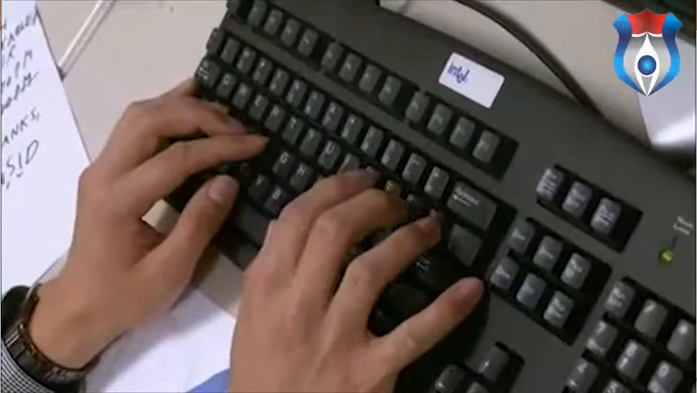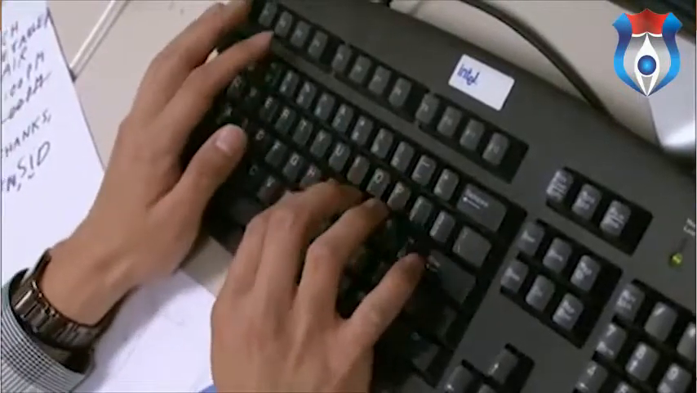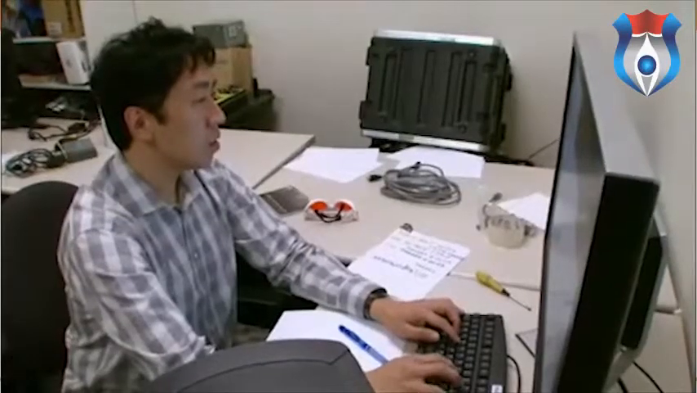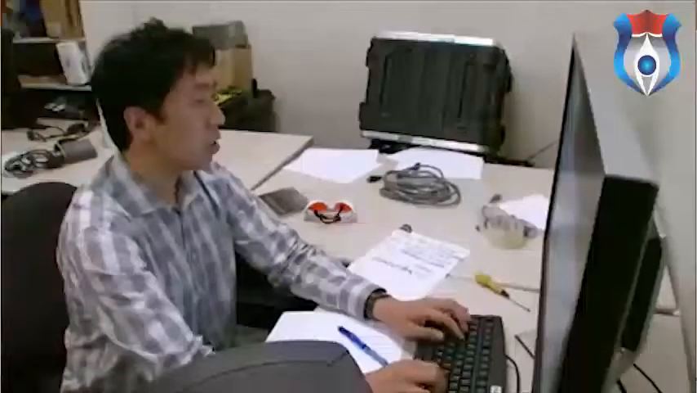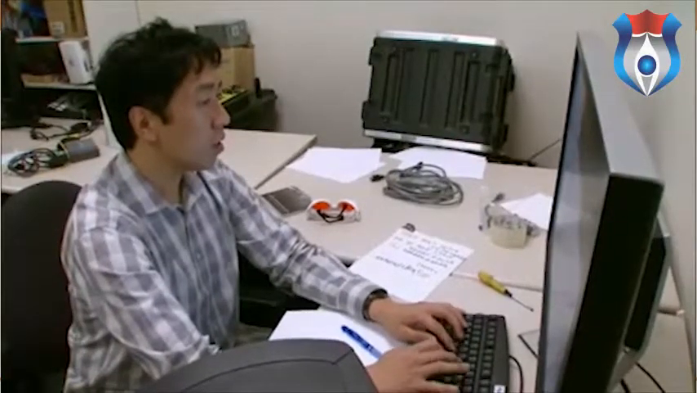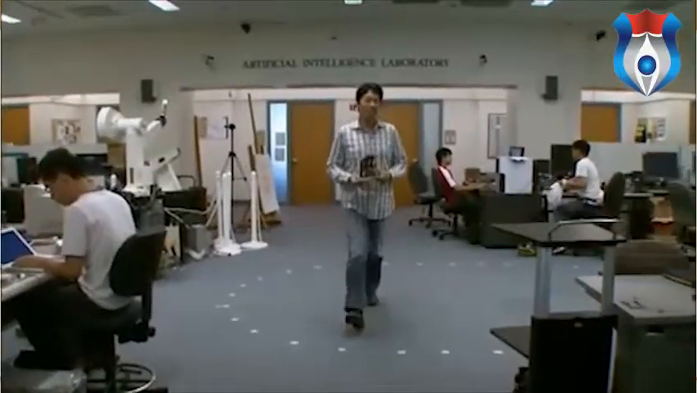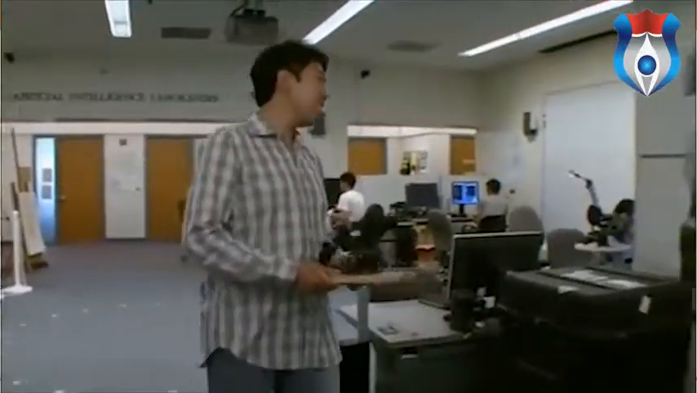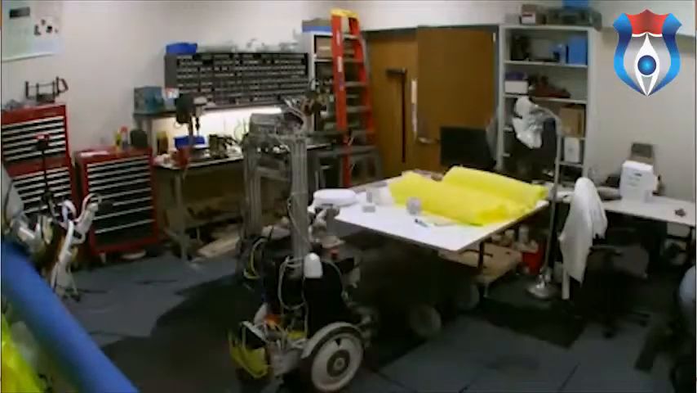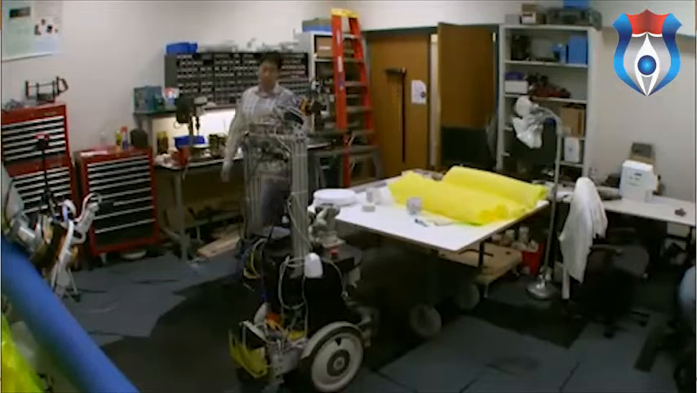To cope with complex tasks like object recognition, top AI researchers like Stanford University's Andrew Ng wrestle with problems in computer science, cognitive psychology, math, and even philosophy when trying to demonstrate intelligence in a robot.